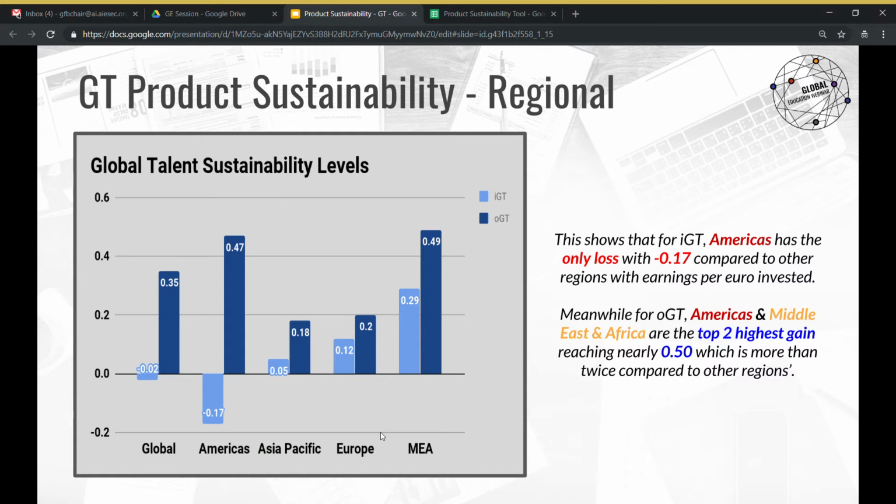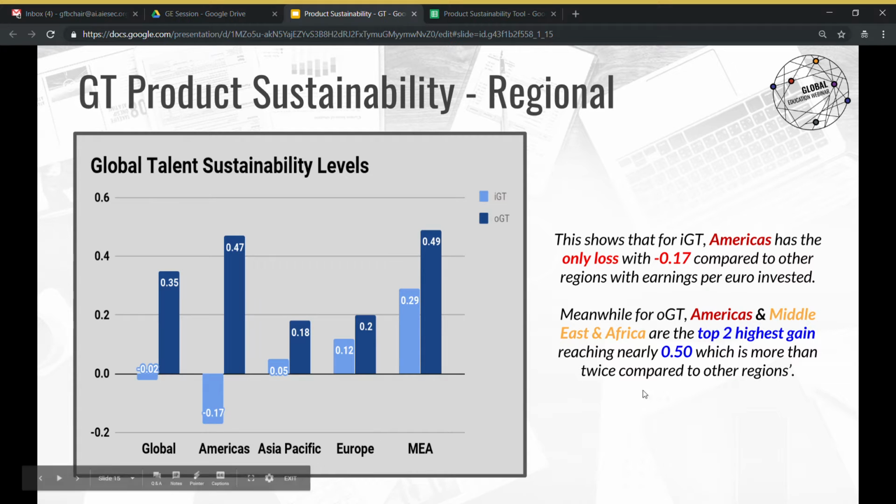Now let's take a look in a regional sense. Regionally, IGT Americas has the only loss across all of the regions, with negative 0.17 compared to other regions with earnings per euro invested. Meanwhile, for OGT, Americas and Middle East and Africa are the top 2 highest gain, reaching nearly 0.50, which is more than twice compared to the other regions.